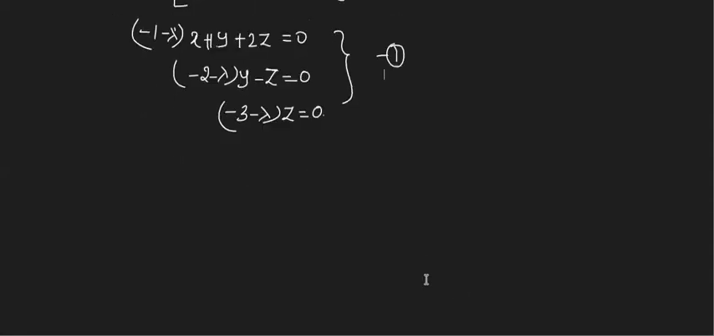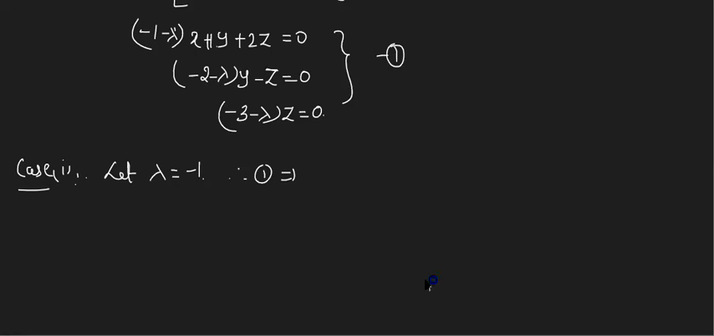So how many cases do we have to take now? 3 cases. What is the first one? Take λ equal to -1. Now here you substitute in equation 1. If λ is -1, what happens here? -1 minus of -1.